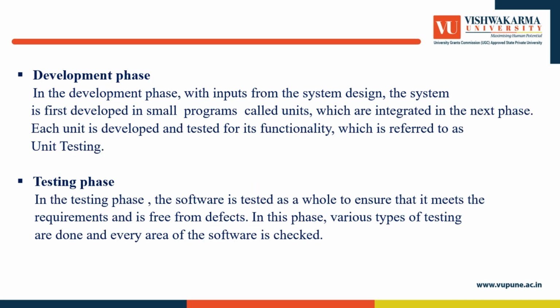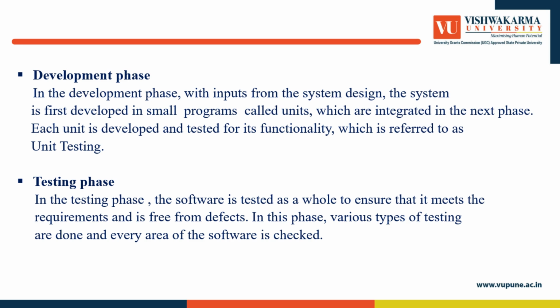The development phase includes implementation, which involves coding the software based on the design specification. This phase also includes unit testing to ensure that each component of the software is working as expected. In the development phase, with the inputs provided from the system design, the system is first developed in small programs called units, which are integrated in the next phase. Each unit is developed and tested for its functionality, which is referred to as unit testing.